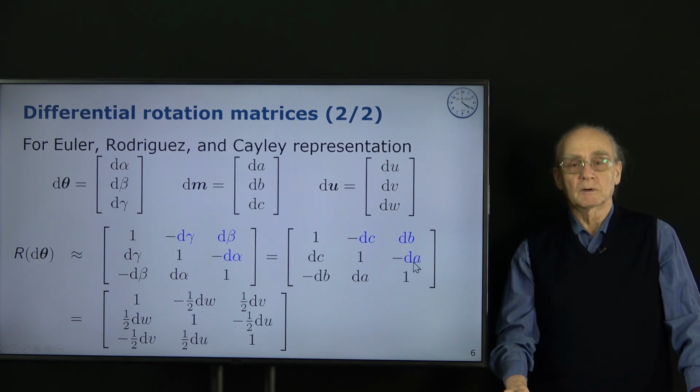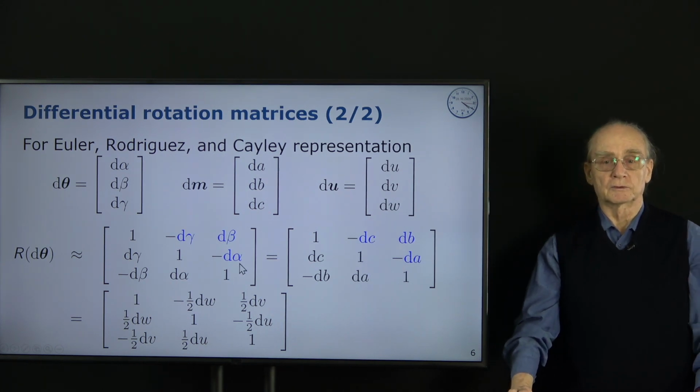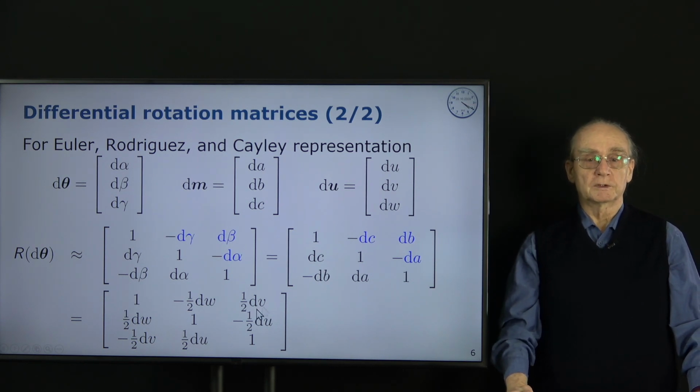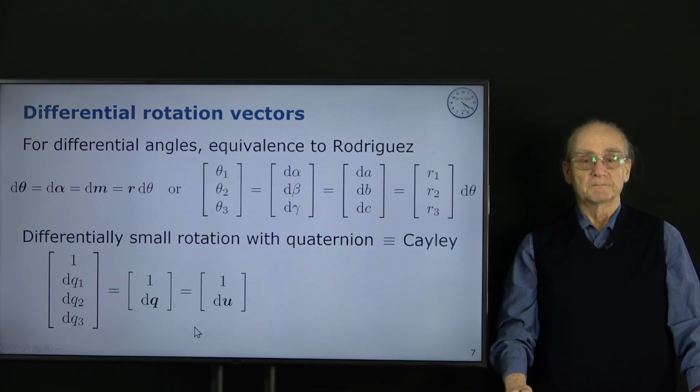And the same holds for the Rodriguez representation. That means the differential values A, B, and C are shown here. So you see for small angles, the A, B, C and the alpha, beta, gammas correspond to each other. For the Cayley representation, we just have a factor half here, so otherwise there's no difference.